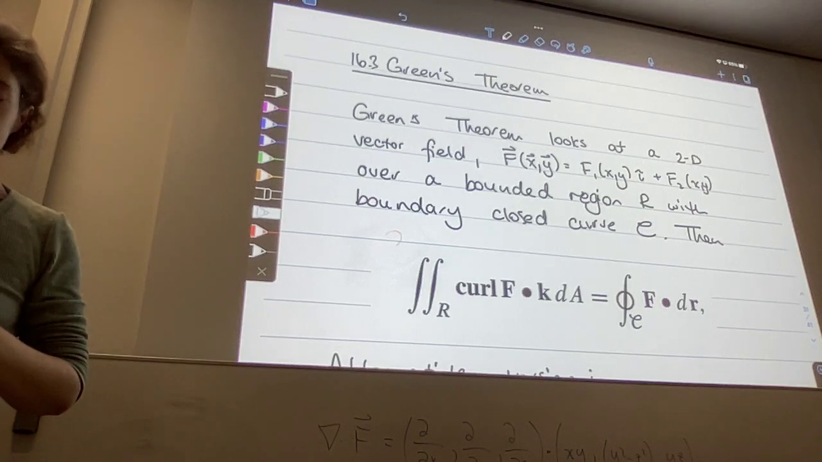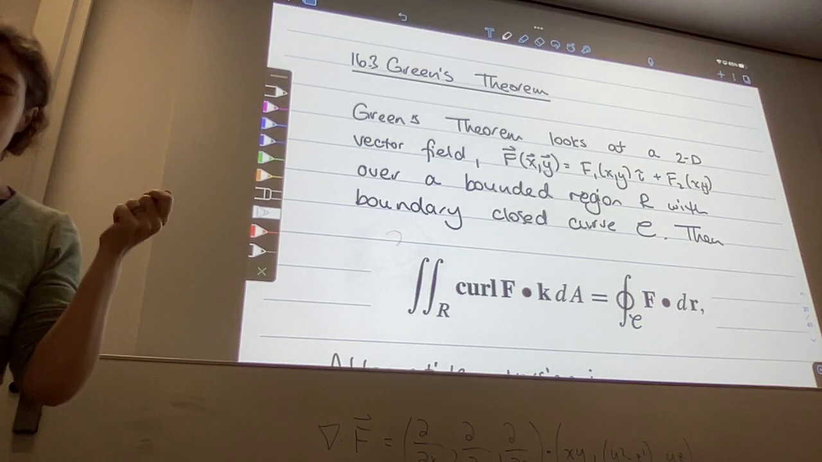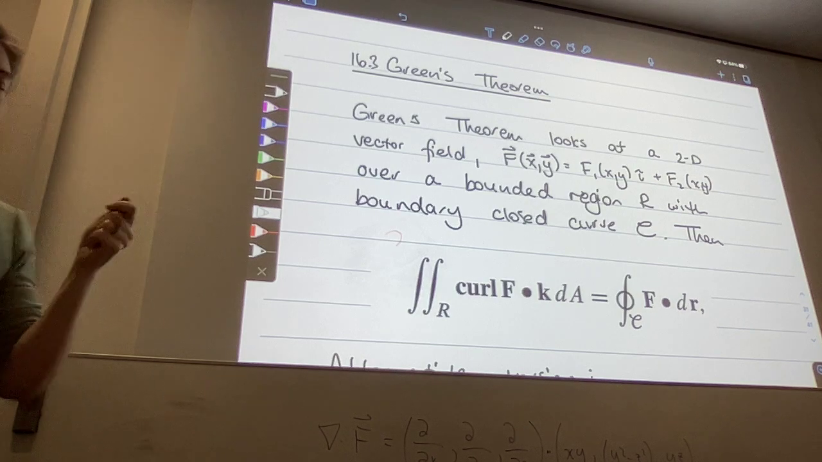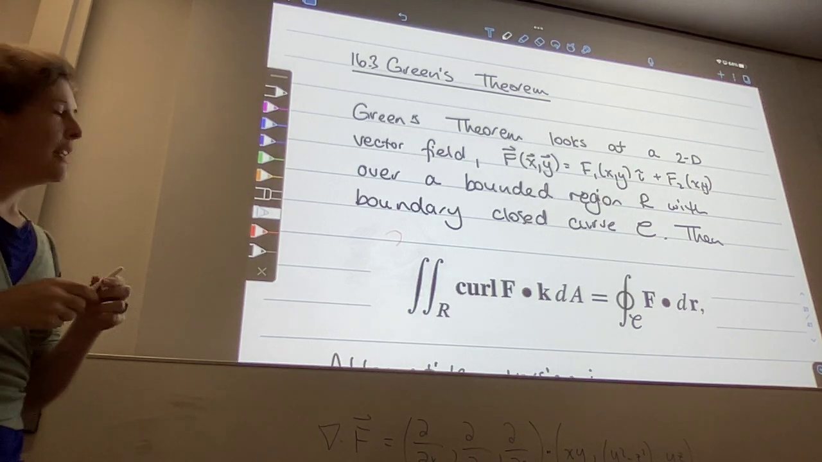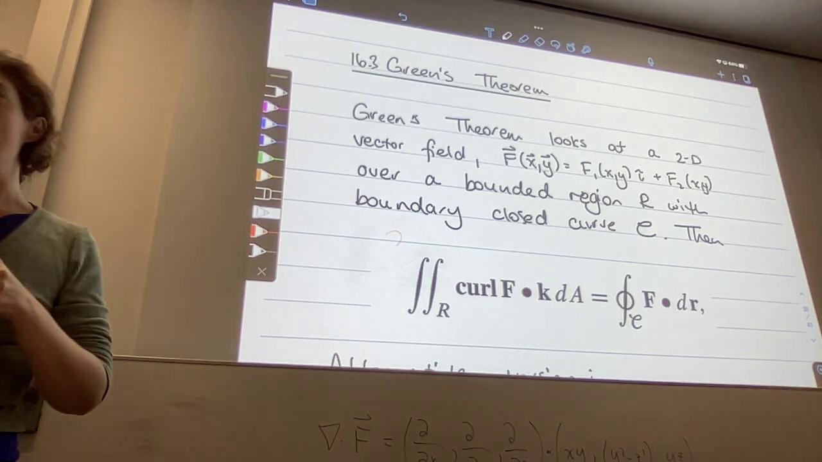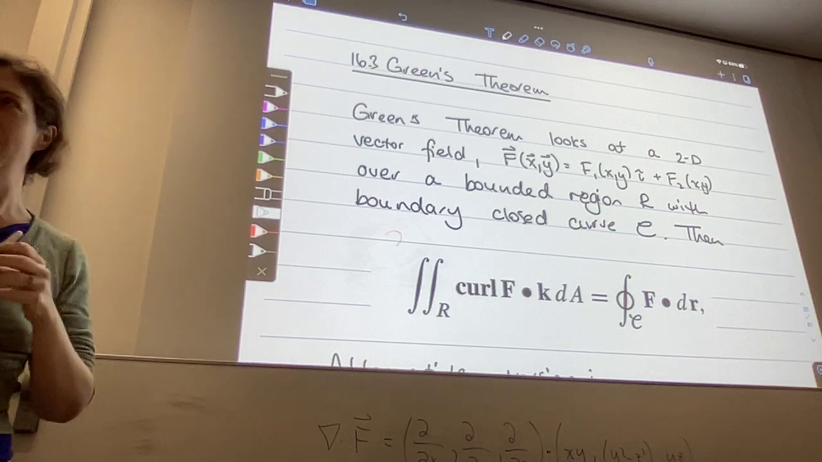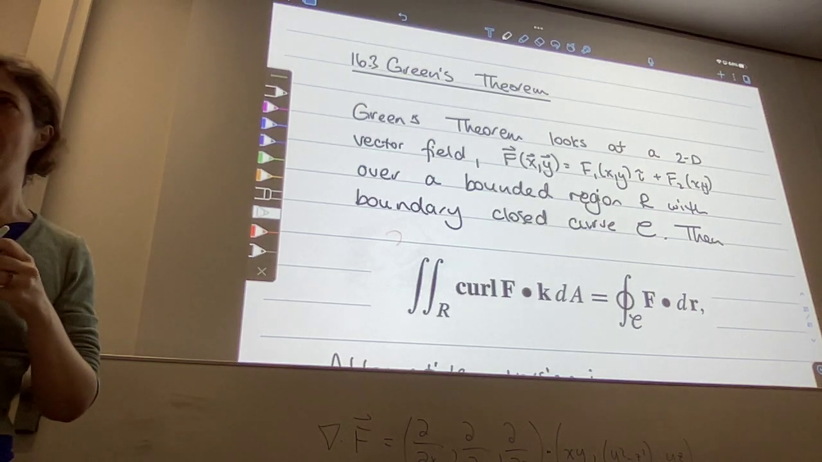So we're going to look at two theorems that basically give us a way of simplifying. These are our equivalents to the fundamental theorem of calculus that might make life easier.